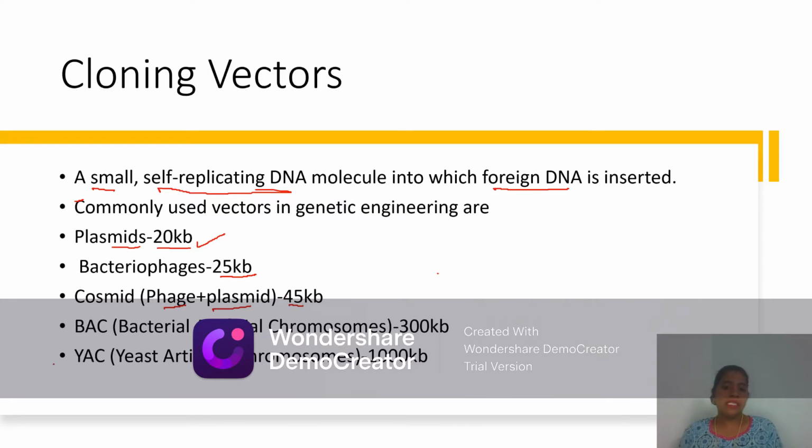And you can see BAC and YAC. These are commonly used cloning vectors in the field of genetic engineering. Why? Can you see the numbers here? 300 kb and 1000 kb. Because they can carry a high amount. Their capacity of carrying foreign DNA is quite high, that is 1000 kb and 300 kb, which is an important question too. Understand?